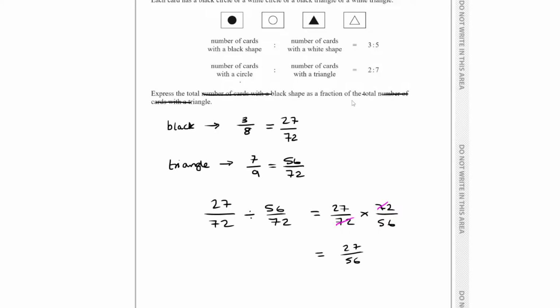So when they say as a fraction of, they mean that they want the black shape ones to be in the numerator, and then they want the triangle ones to be in the denominator. That's basically what it's saying. So that's the format. That's why I divided it, because this literally means divide, doesn't it? But as Akram said, he just straight away divided that.